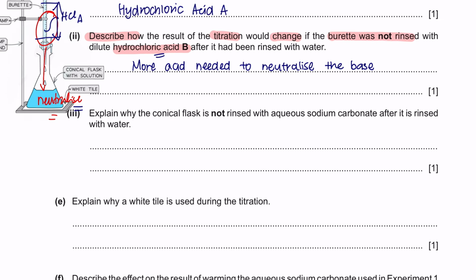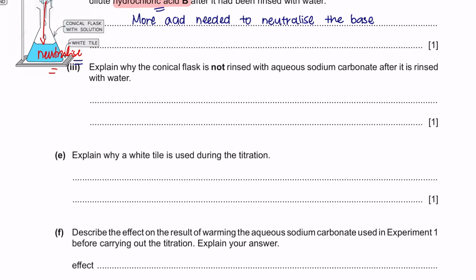Next, part 3. Explain why the conical flask is not rinsed with aqueous sodium carbonate after it is rinsed with water. So the reason we don't do that is because we do not want to change the fixed volume of sodium carbonate inside the conical flask. If we rinse it with sodium carbonate, there might still be a little bit of sodium carbonate inside the conical flask, and that will then increase the volume of sodium carbonate.